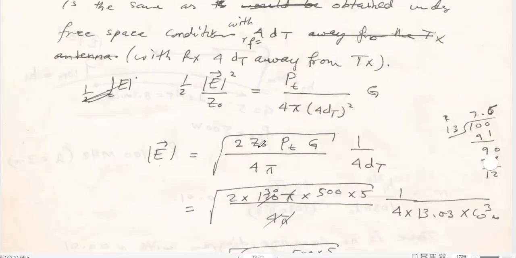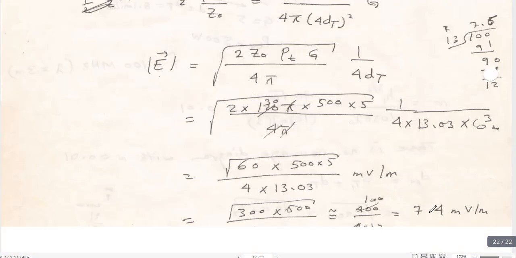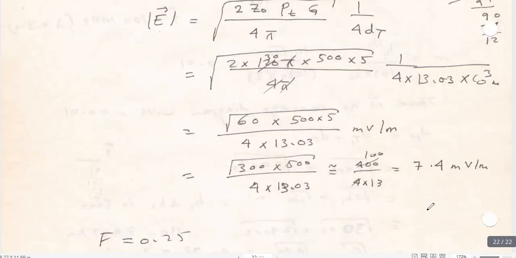Here you can see Z naught is 120 pi ohms, the intrinsic impedance of free space, and PT is 500 watts, and gain is 5. It is a ratio, and 4 pi, and dt is 13 kilometers. It's given in the question, and we obtain E. E turns out to be 7.4 millivolts per meter.